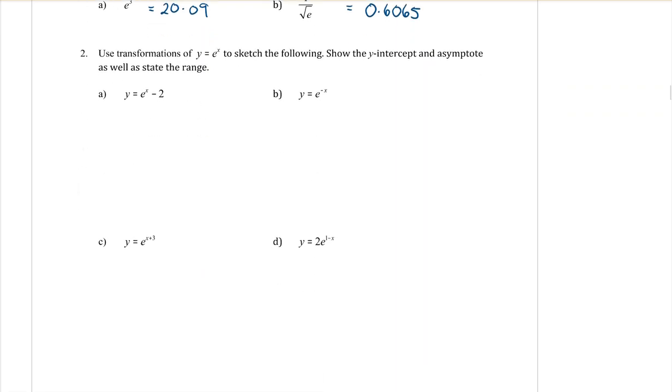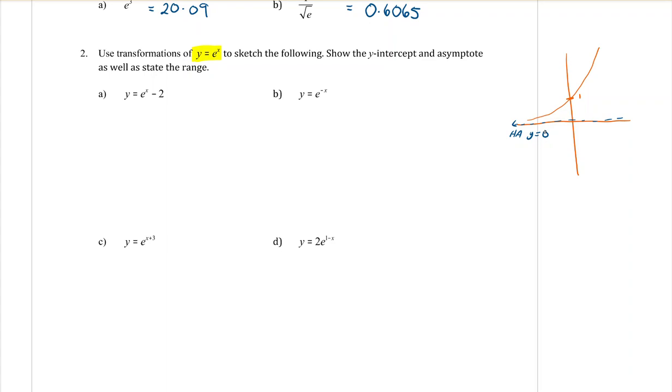Question 2 is all about sketching, and we want to use transformations, which means we're going to be moving our graph left and right and up and down. So from our basic exponential graph, which is y equals e to the x, now just a reminder that that graph very, very roughly looks like this. So exponential means it's coming up very, very steeply. The intercept here is at 1, and there is a horizontal asymptote down here on the x-axis. So that would be horizontal asymptote at y equals 0.